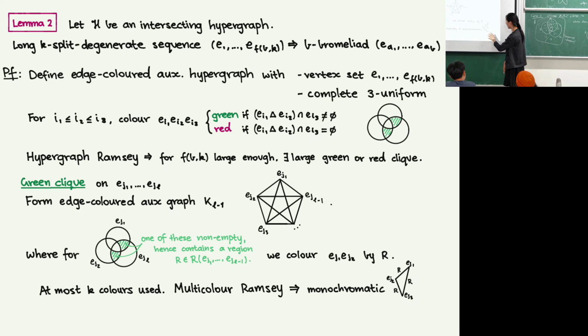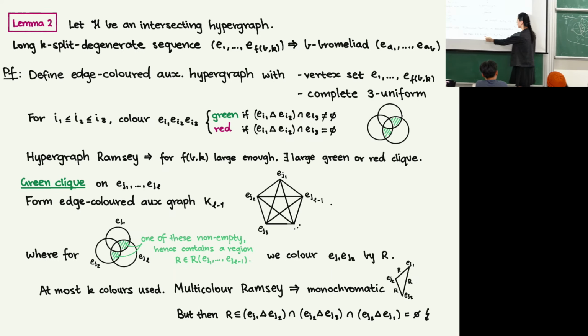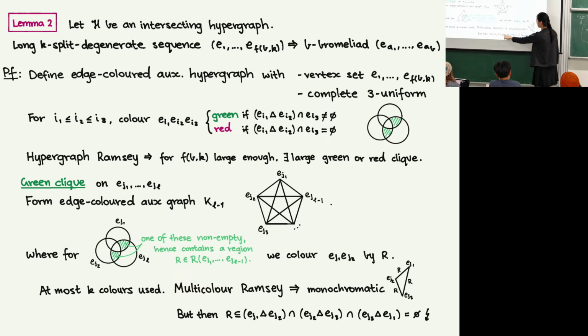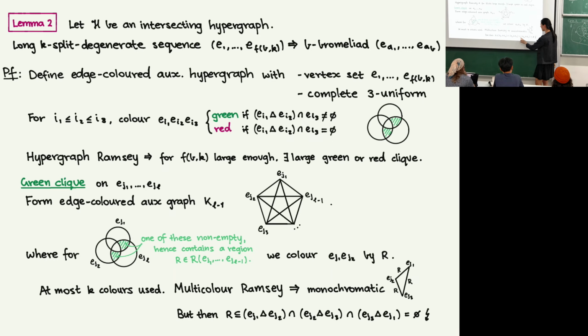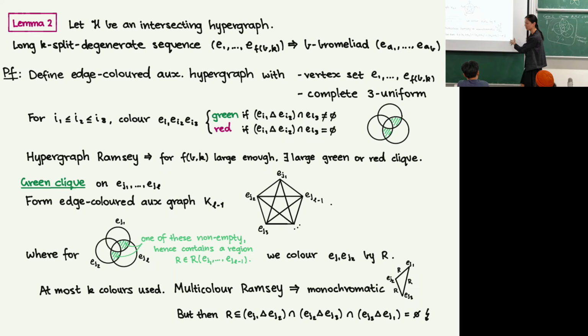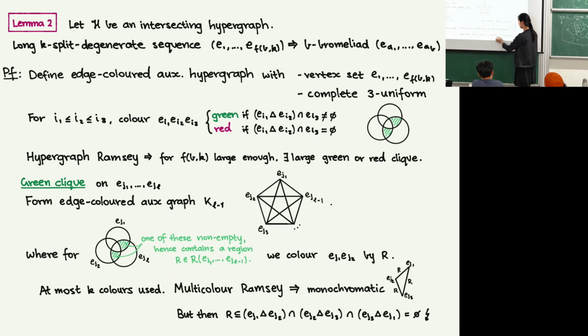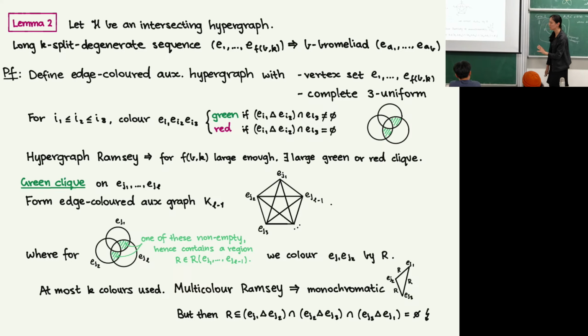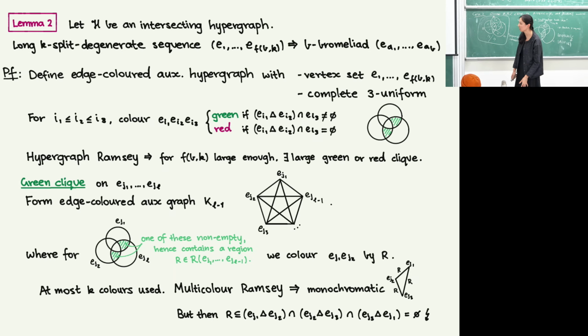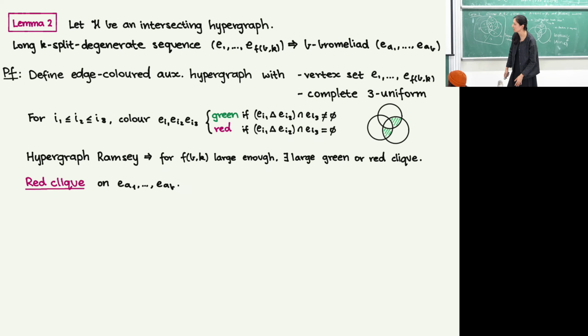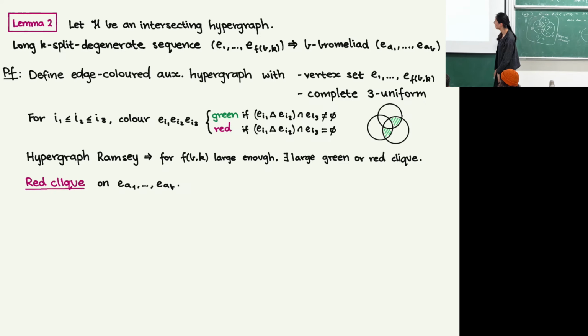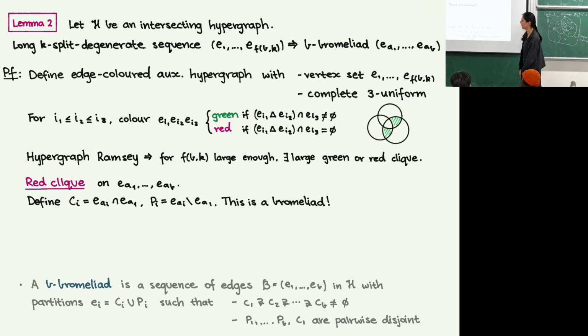So if I have a monochromatic triangle, for instance in J1, J2, J3, I've assumed each of these is colored R, that means that this region R is inside EJ1 symmetric difference EJ2, intersect EJ2 symmetric difference EJ3, intersect EJ3 symmetric difference EJ1. But that's just impossible. This is an empty set, because in each of the symmetric differences, we've deleted everything. Okay, so this case is actually impossible. We can't have a green clique. That means we have some red clique. Let's say it's on EA1 up to EAB. And I claim that in this case, we actually get a bromeliad.